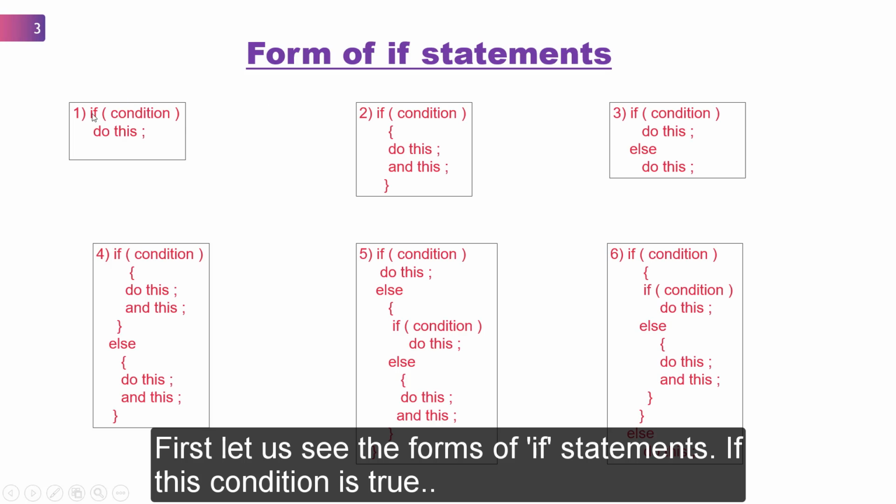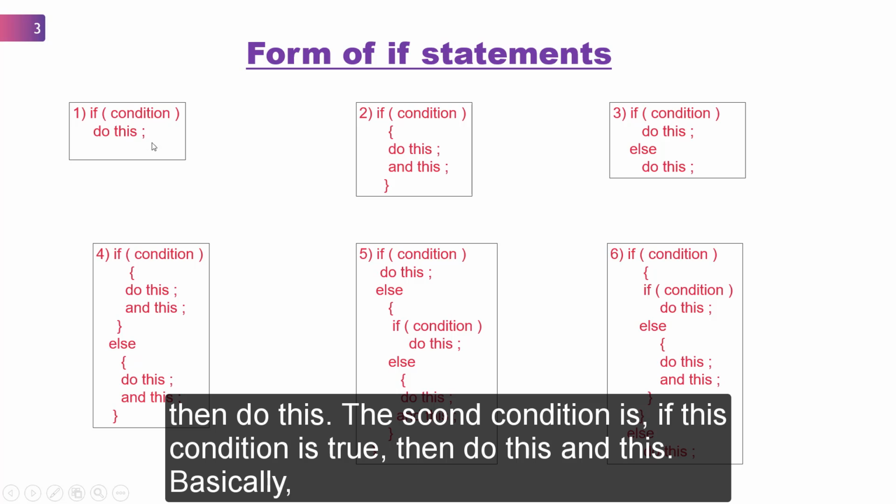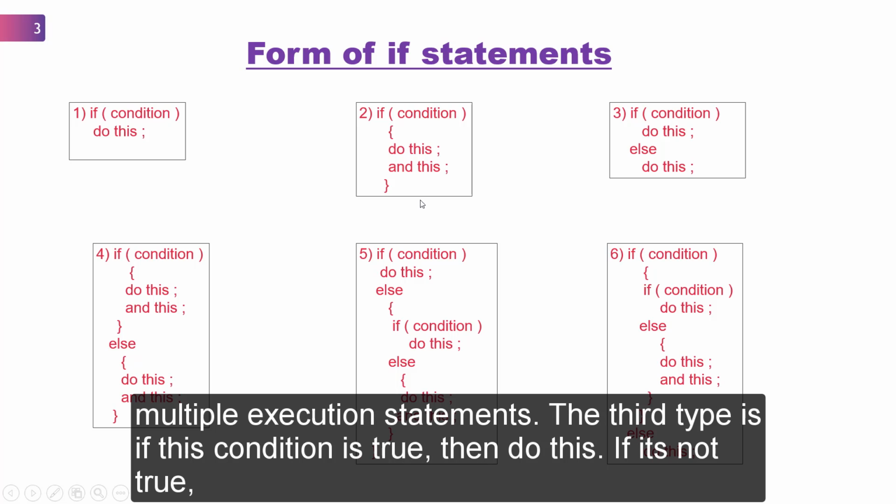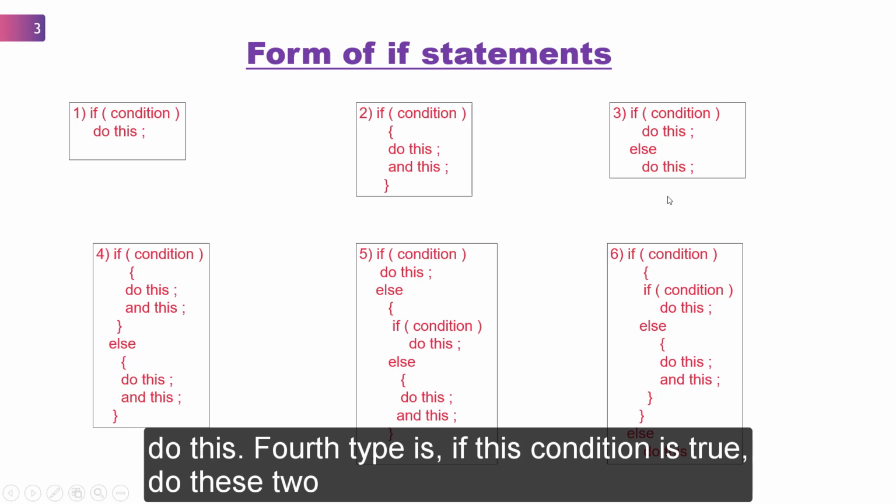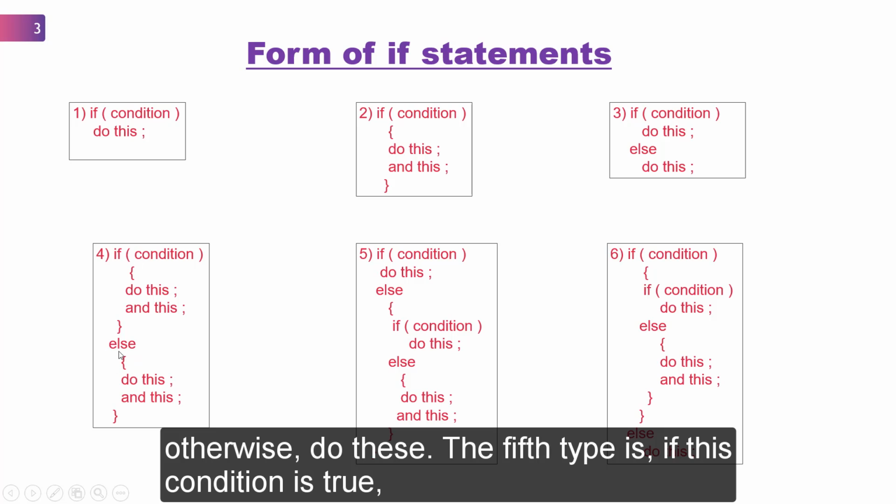If this condition is true, then do this. The second form is if this condition is true, then do this and this, basically multiple execution statements. The third type is if this condition is true, then do this. If it's not true, do this. Fourth type is, if this condition is true, do these two, otherwise do these.